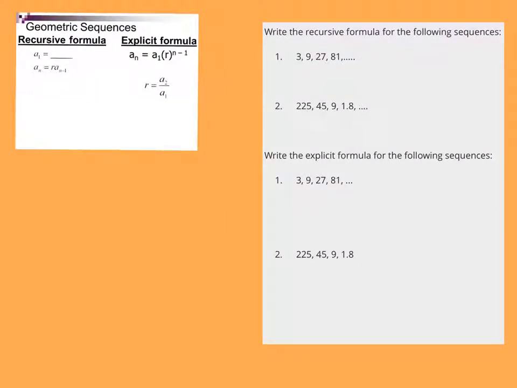So for our geometric sequences, we have two formulas again. We have a recursive formula and we have an explicit formula. The recursive formula, you have a sub 1, you've got to find that first term. And then we have a sub n, which is our next term. a sub n minus 1 is the previous term. And r is going to be our ratio. So just like the problem we looked at earlier, there's two things we plug into this formula. We need to find the first term and we need to find our r value. r is the ratio.